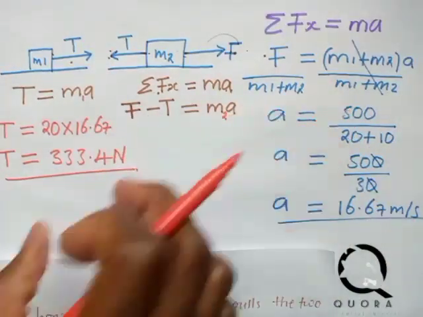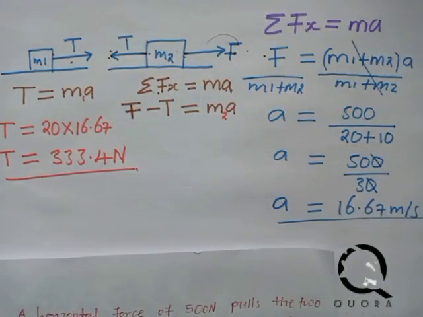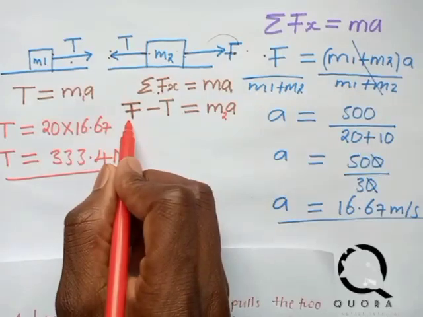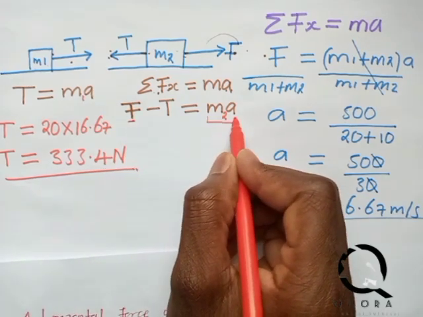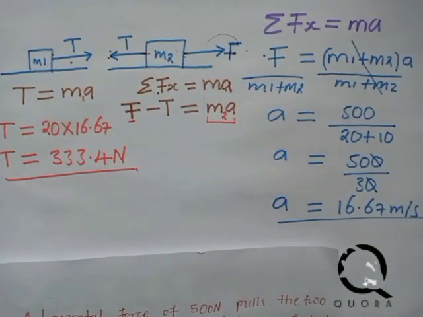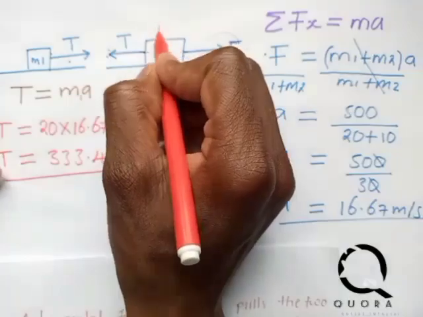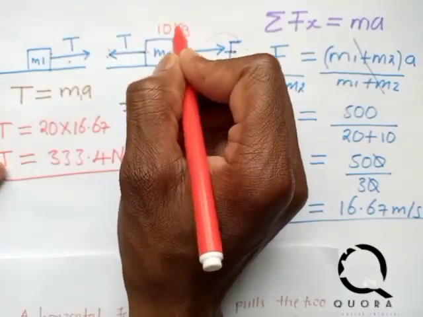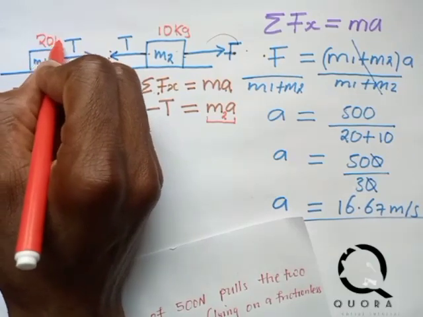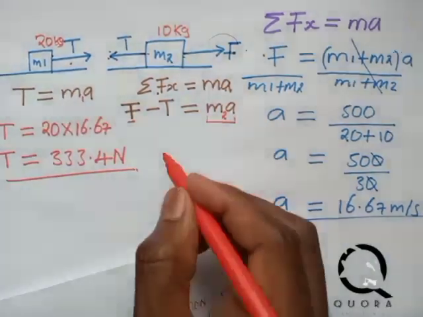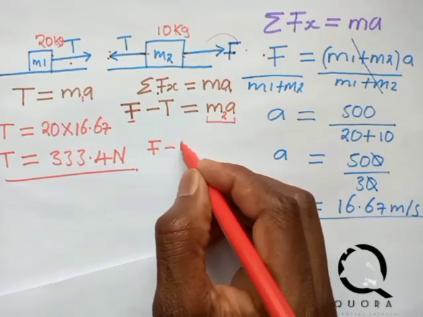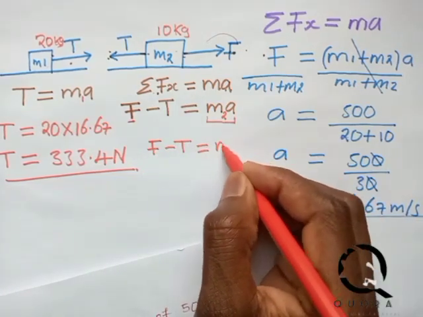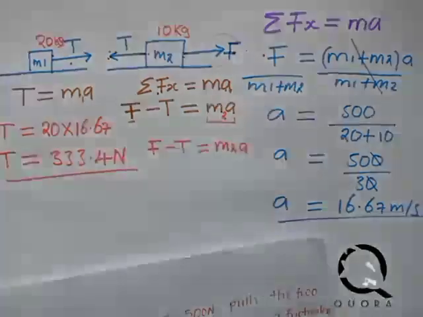If you use this one, still you have to get the same tension. Why? Because we have this, which is 500 newtons. We also have this part whereby you can just plug in the values. But you need to remember that this is 10 kgs and that one is 20 kgs. So what we are going to do, I'll write it like this. I'll say force minus tension. It has to give us M2 multiplied by acceleration.